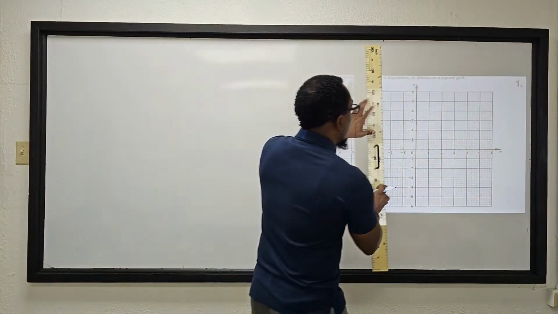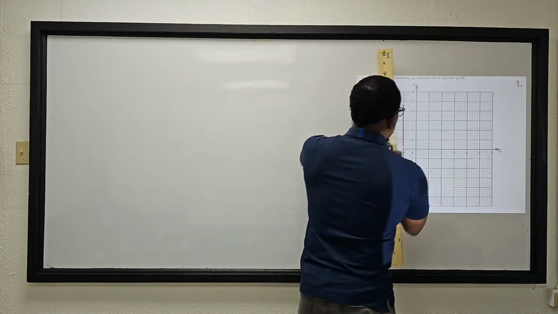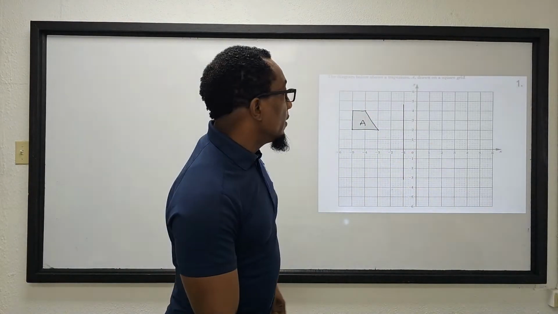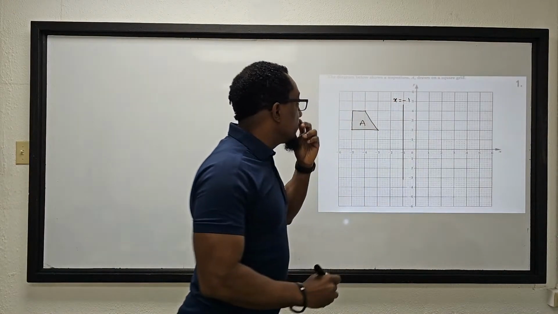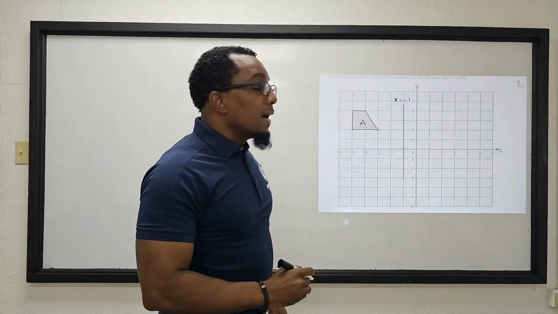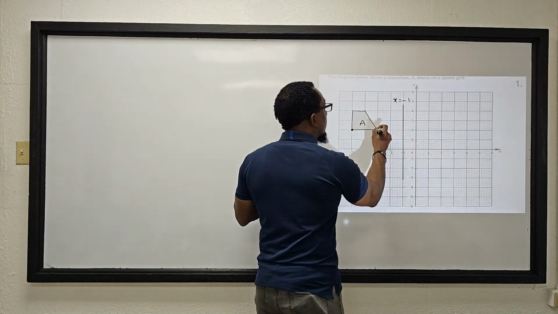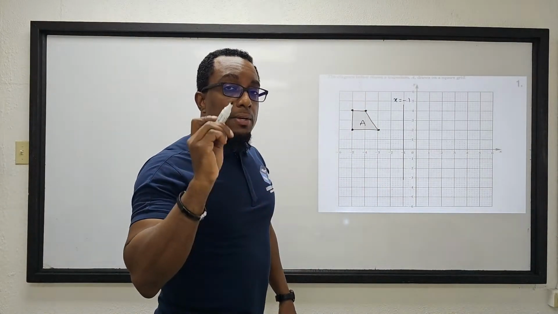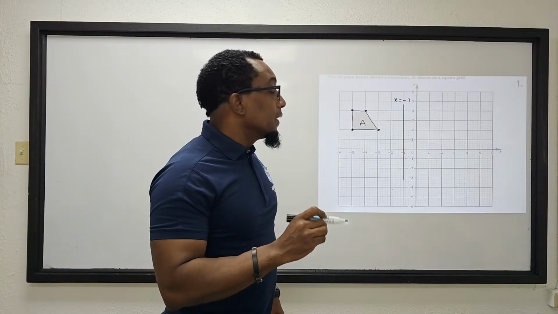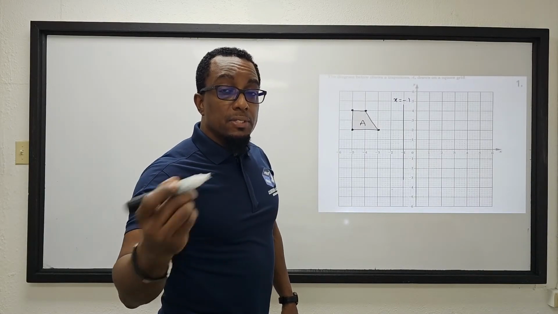The line x equal to -1 will be a vertical line passing through -1 on the x-axis. So this is the line x equal to -1. If we have to reflect that trapezium about that line, we take each vertex of the trapezium, and the number of positions from the object point to the mirror line will be the same number of positions from the mirror line to your image point.